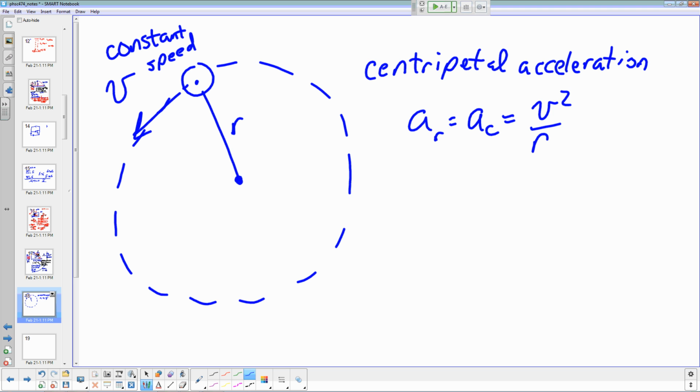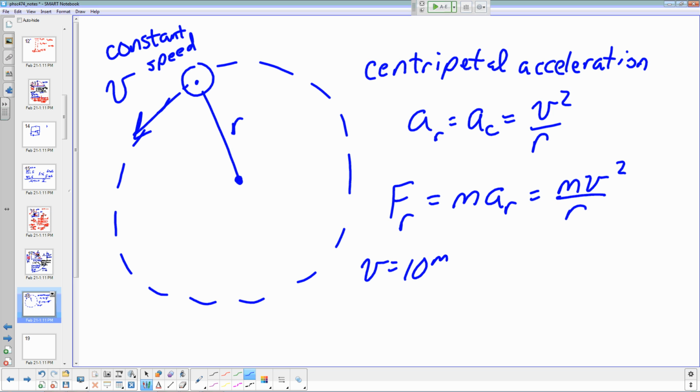We can also apply Newton's second law, and the centripetal force, which I'll call F_R for radial, is equal to the mass times the acceleration, which is mv squared over r. So for example, if I have this object swinging around at, say, 10 meters per second, then I can find the tension in the rope, because the tension in this case is providing the centripetal force.